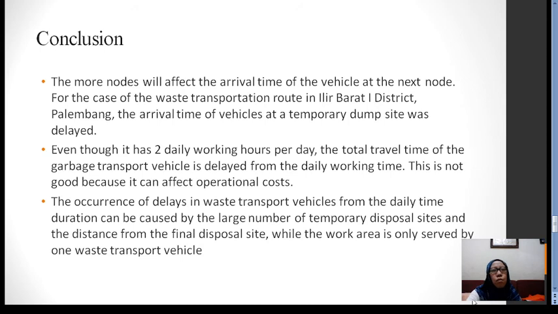Conclusion: the more nodes, the more it will affect the arrival time of the vehicle at the next node. For the case of the waste transportation route in Ilir Barat 1 District Palembang, the arrival time of vehicles at the temporary dump site was delayed. Even though it has 2 daily working times per day, the total travel time of the garbage transport vehicle is delayed beyond the daily working time. This is not good because it can affect operational costs.